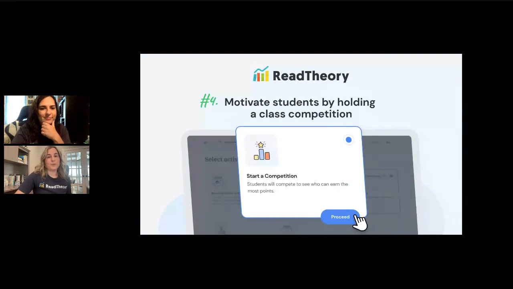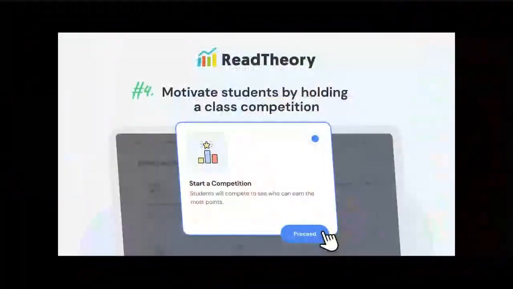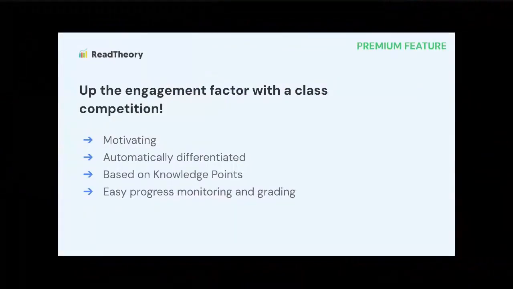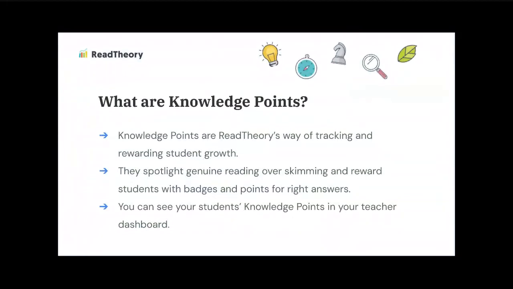The fourth is motivating students by holding a competition. So we do have a competition feature on Read Theory. This is a premium feature. It's a great way to up the engagement and get students really excited about reading. It is automatically differentiated and based on knowledge points, and it makes for really easy progress monitoring. If you attended the 101 webinar, we did touch on this, but I will talk about it a little bit here as well, because we do get this question a lot.